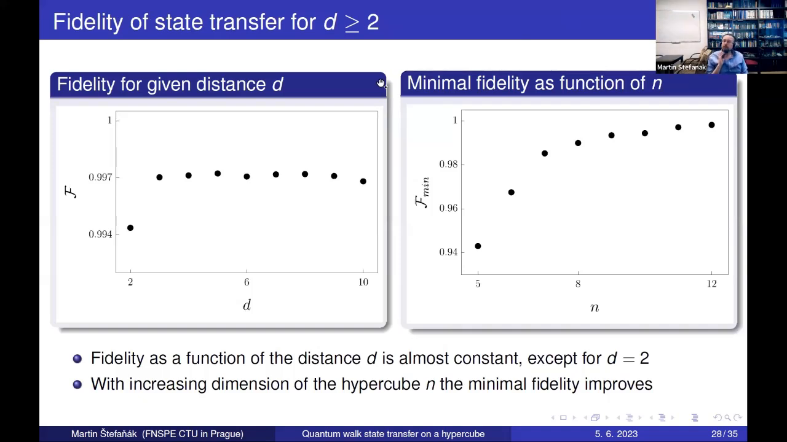So let's take the case where the distance is at least 2. If you look at how the fidelity changes with the distance, it's pretty much flat except for the next nearest neighbors. When the distance is 2, it's slightly lower than for the rest. But even for this point, as the dimension of the hypercube increases, this minimal fidelity improves again, goes to 1.